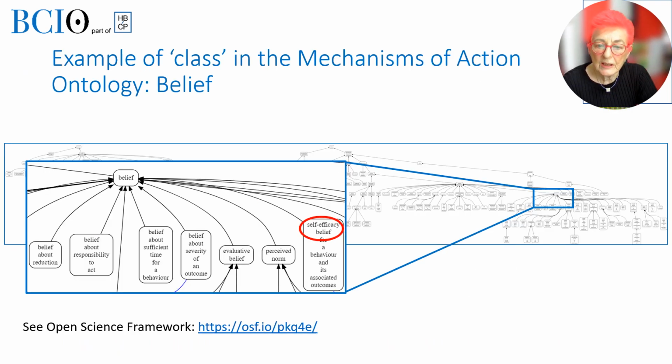This slide presents an example of a class in the mechanism of action ontology, the class belief. And here you can see that self-efficacy belief belongs to the class belief. But there are many other beliefs that belong to that class: evaluative belief, perceived norm, belief about responsibility to act, and so on. You can see this in more detail on Open Science Framework at the address shown below.